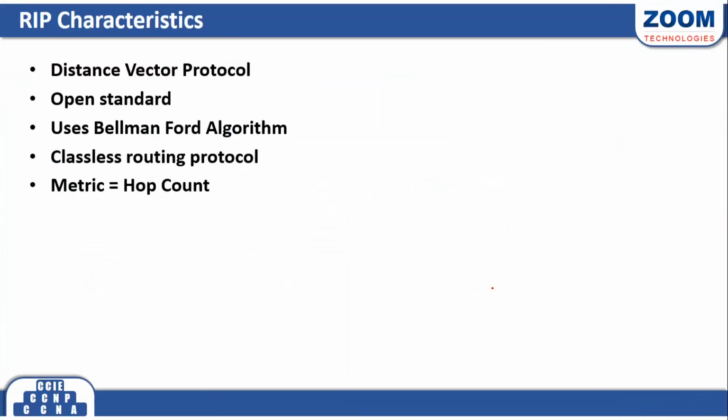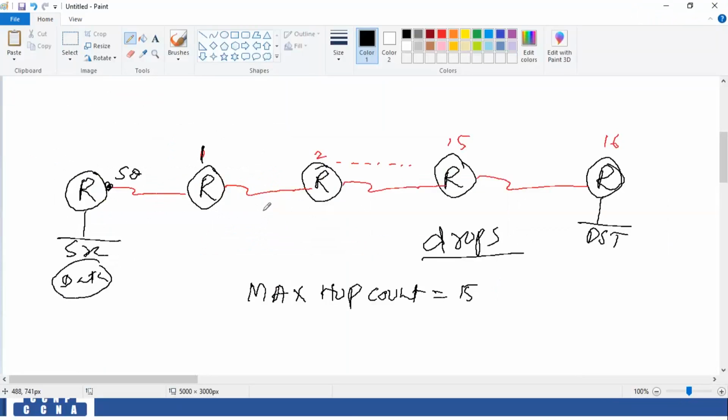So the metric of RIP is hop count. In the bracket, you remember this, hop count only. And the next point is the maximum hop count is what? 15. 16th is unreachable. So what do you say, advantage or drawback? Drawback of RIP. Only 15 is reachable, 16 is not reachable.